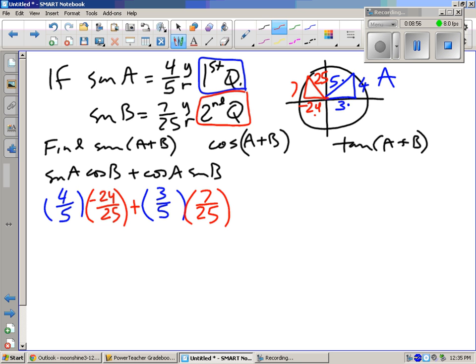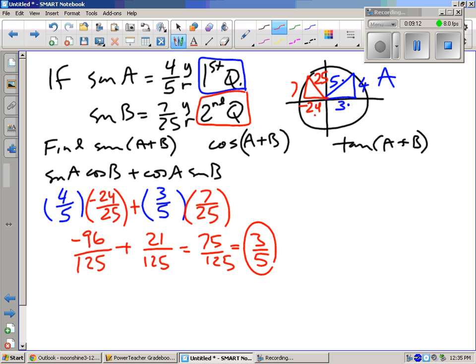All right, so multiplying, I get negative 96 over 25 plus 21 over 25. Altogether, that makes 75 over 25, which reduced would be 3/5. Okay, there's your first answer.